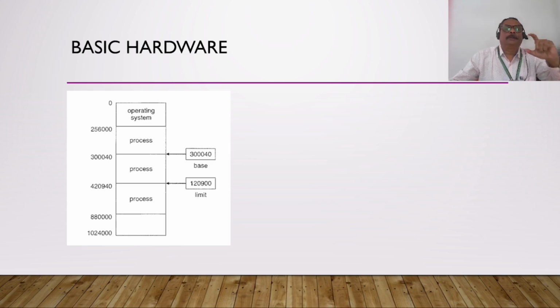So there is an upper limit and there is a lower limit where your process can be in the memory. So this is your lower limit and this is our upper limit. Our process lies between these two limits. So we have to ensure whenever we are working that it is within that limit.